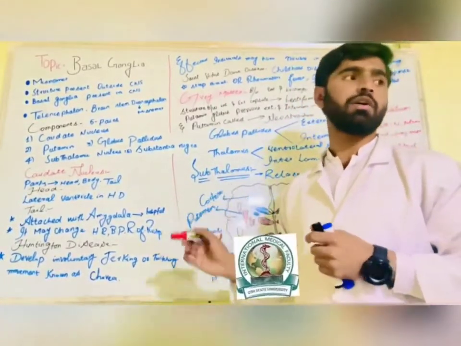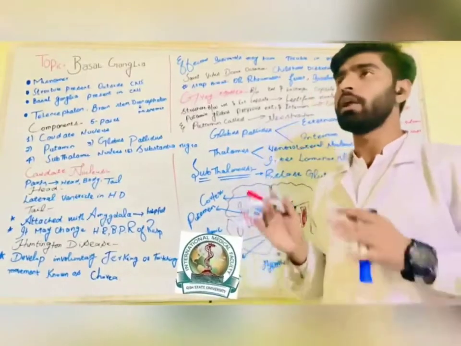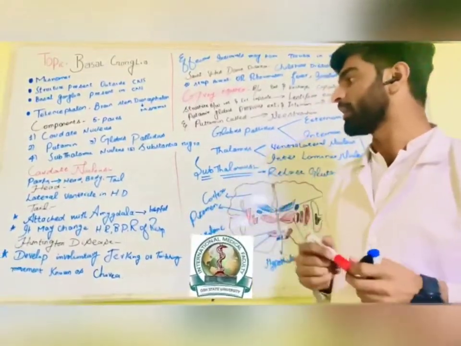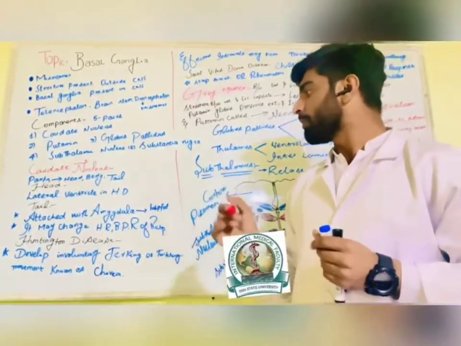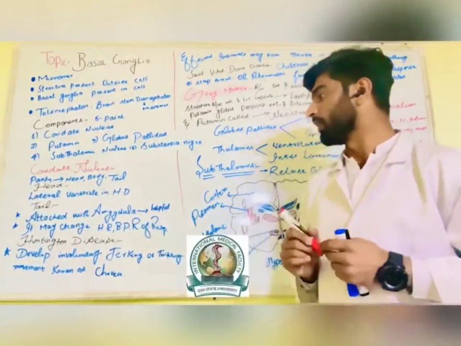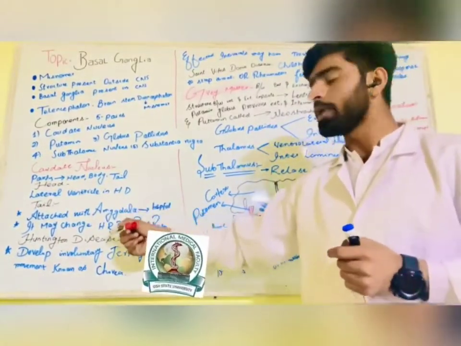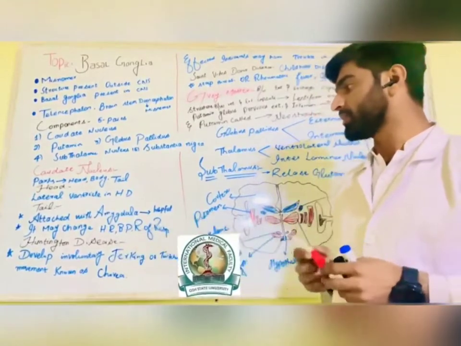The head of the caudate nucleus forms an indentation of the lateral ventricle, especially the anterior part. And the tail is attached to the amygdala, and it is very helpful. Then it may change heart rate, blood pressure, and rate of respiration.